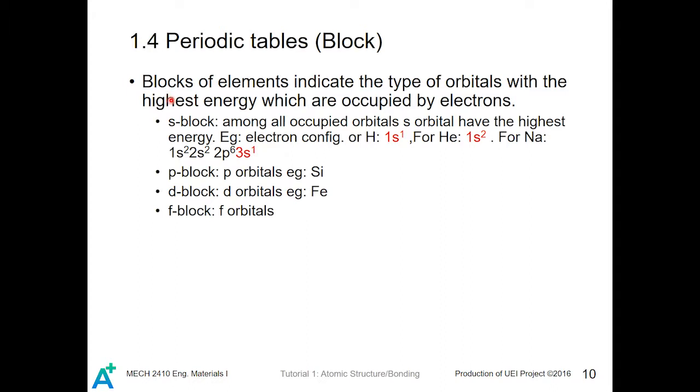Elements indicate the type of orbitals with the highest energy that are occupied by electrons. For S block, among all occupied orbitals, S orbitals have the highest energy. For example, the electron configuration of hydrogen, in S block, is 1s1, and because there is only one electron, it is very trivial. For helium, it is 1s2, because there is also only one type of electron orbital, and it is also trivial. For sodium, also in S block, you can see the highest energy one is in 3s.